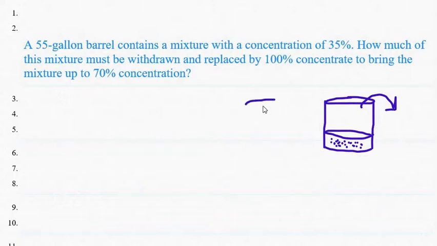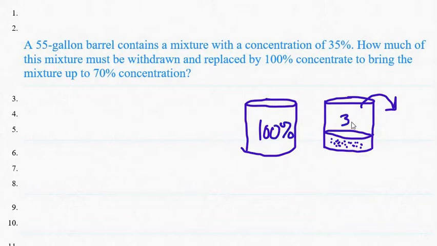We have another barrel over here that is 100% concentration. Okay, so this is 100%. But this barrel only contains 35%. Now, it's not 35% full, it's just 35% concentration of whatever this possible chemical could be. All right, but we're going to take some out, and let's not let it drip out here onto the ground. And then we're going to take what's in the 100% barrel and replace it.